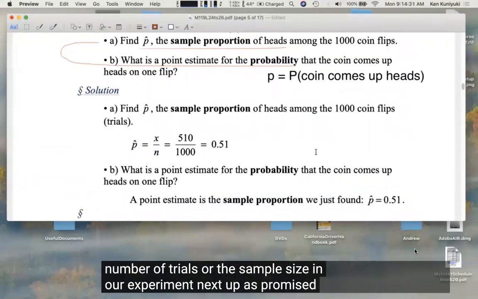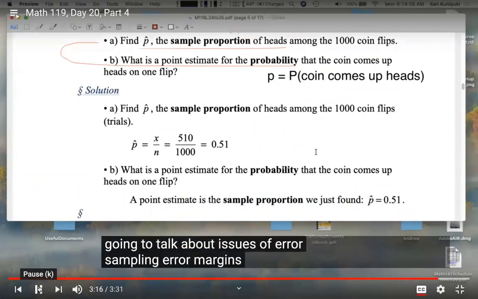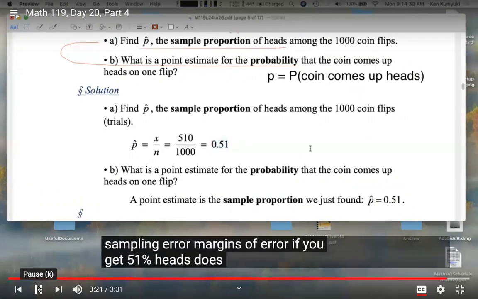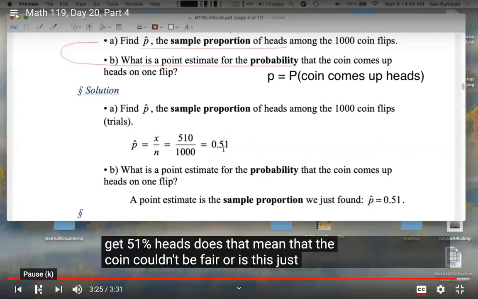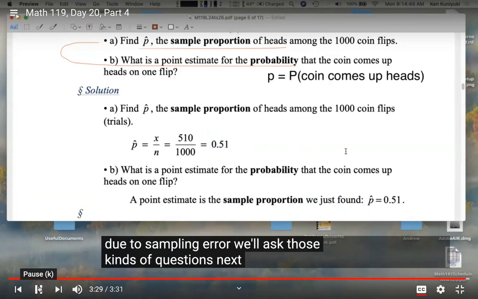Next up, as promised, we're going to talk about issues of error. Sampling error, margins of error. If you get 51% heads, does that mean that the coin couldn't be fair? Or is this just due to sampling error? We'll ask those kinds of questions next time. Okay, so that's the kind of question we're going to ask. Just because the coin comes up heads 51% of the time, are we eliminating the possibility that the coin could be fair? That's kind of the idea.